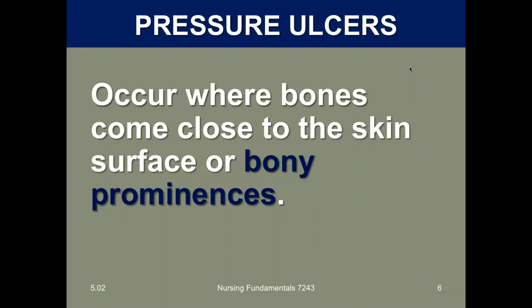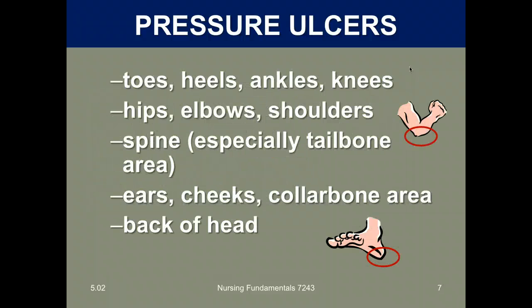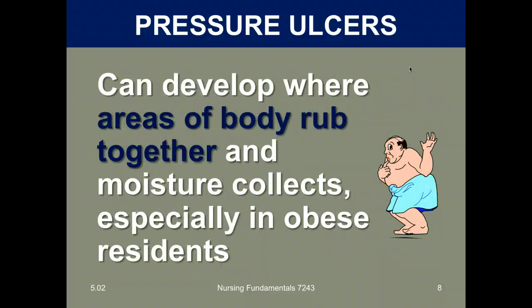So pressure ulcers occur where bones come close to the skin surface, or bony prominences. A bony prominence could be something like your heel, your ankle, your knees, your elbows, toes, hips, shoulders, the spine, especially the tailbone area, the ears, the cheeks, the collarbone, and the back of the head.